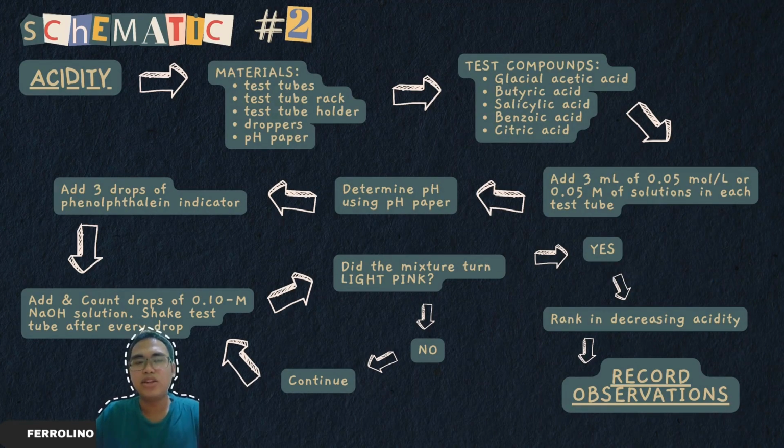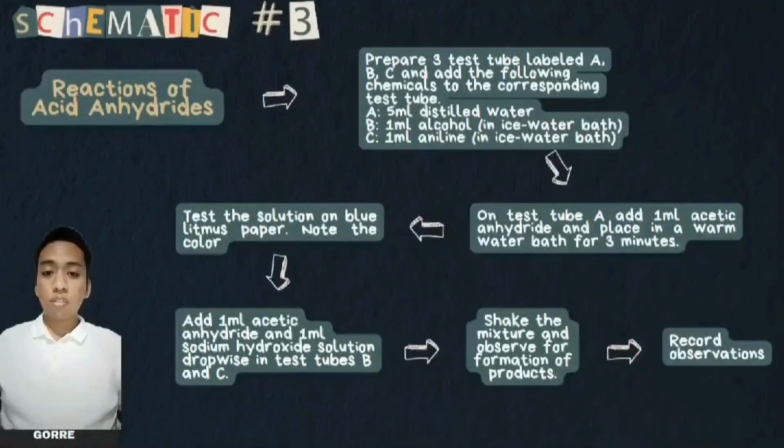Next, we added 3 drops of phenolphthalein indicator to each test tube. We titrated each solution with 0.10 M sodium hydroxide solution dropwise, shaking the tube after each drop, and stopped when the mixture turned light pink. We then recorded the number of drops needed to neutralize each acid. Finally, we ranked the carboxylic acids from most acidic to least acidic based on the number of drops required for neutralization. For the third experiment, which involves acid anhydrides, I will be explaining the procedure.